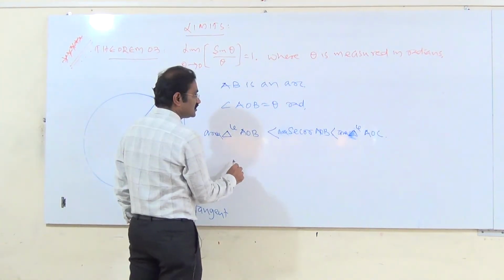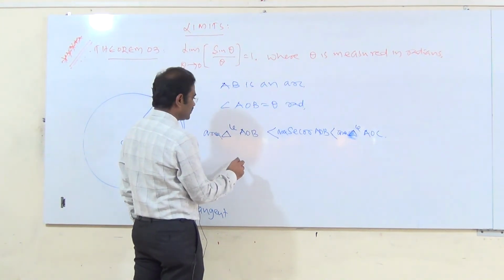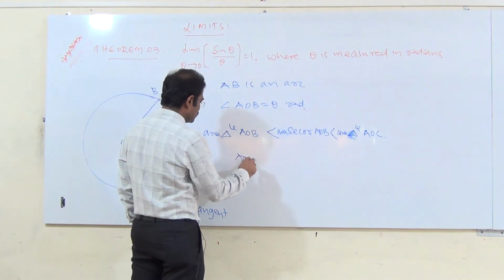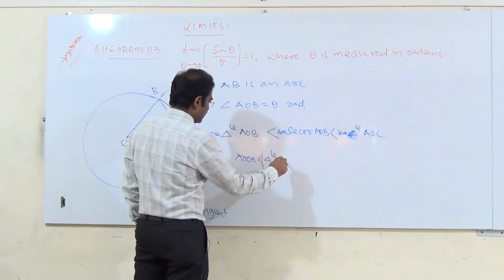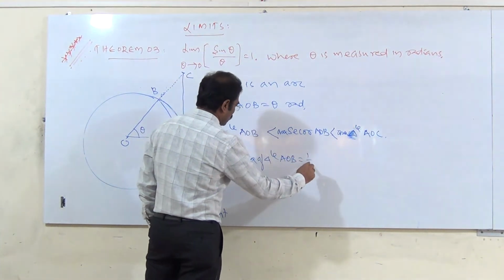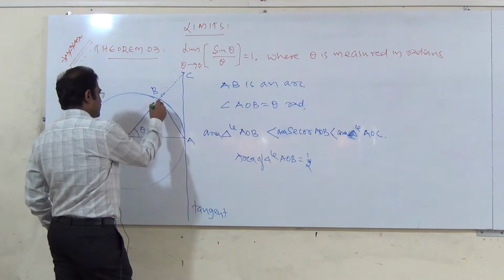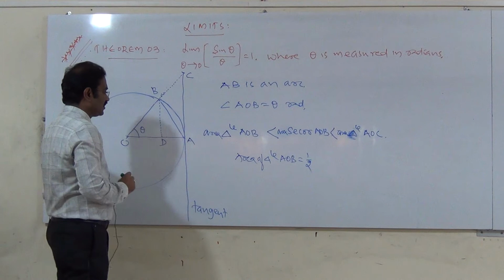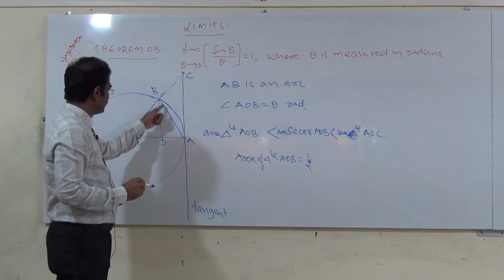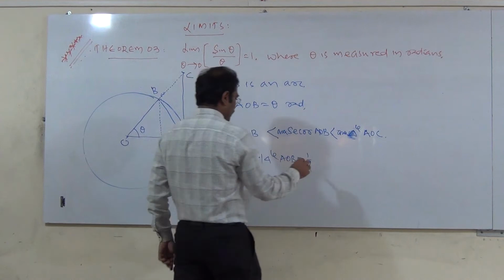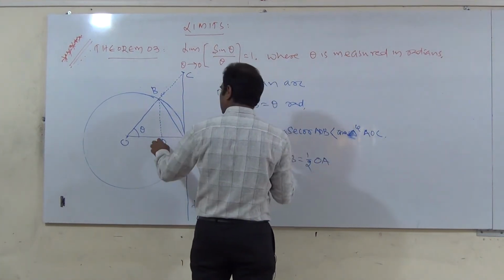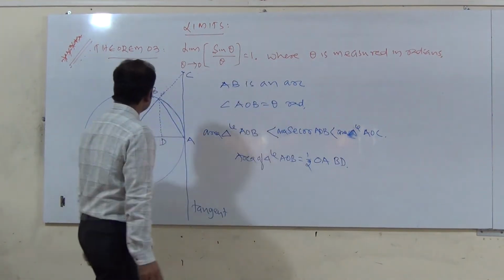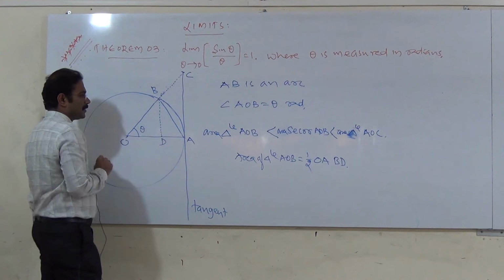Therefore, first I find the area of the triangles. Area of triangle AOB is equal to 1 by 2, and for that you have to draw one perpendicular. Call this point D. 1 by 2, base into height. Base is OA and height is BD. I have to find the value of BD.